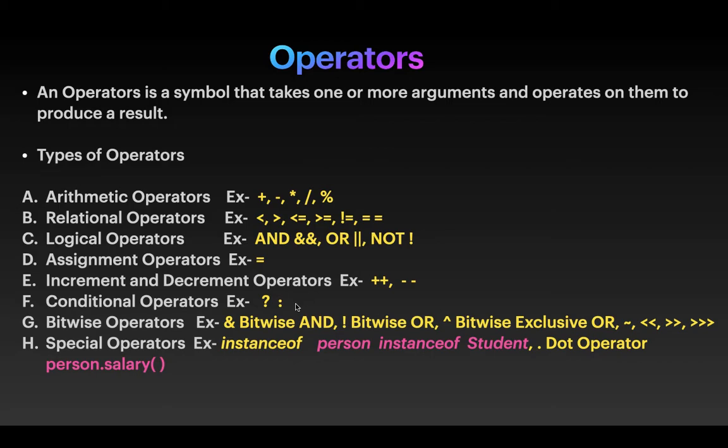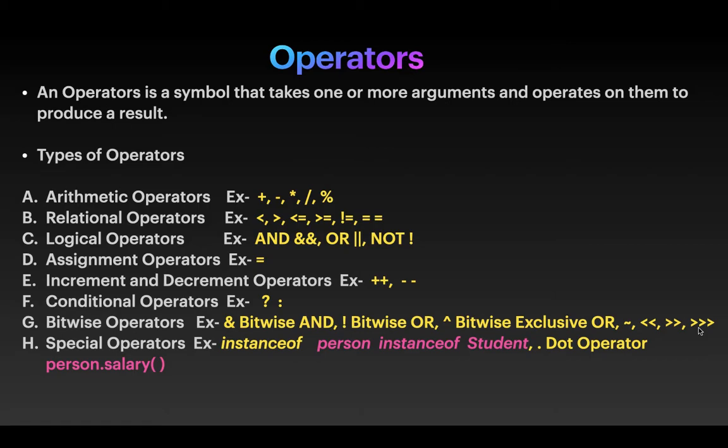Now coming to bitwise operators. These bitwise operators basically deal with bit operations. These are used for manipulation of data at the bit level, and these operators are used for testing the bits and then shifting them: left shift, right shift, or shift right with zero filling.